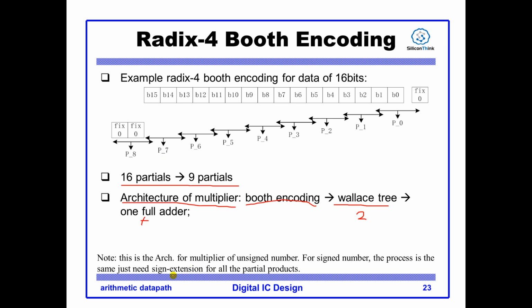Okay, this is the architecture of the multiplier for unsigned numbers. For signed numbers, the architecture is the same. You can figure it out by yourself or look at the book.